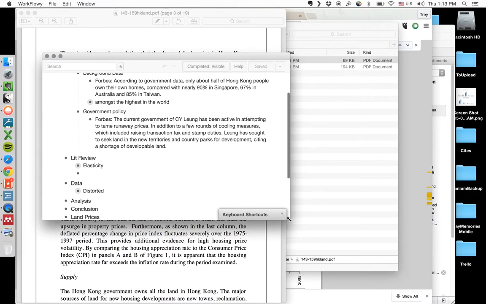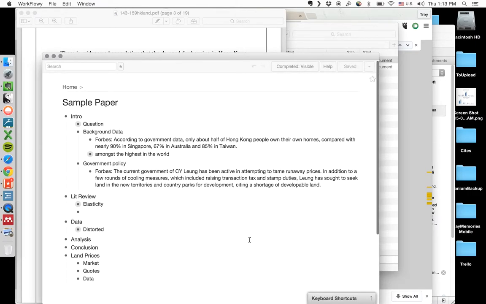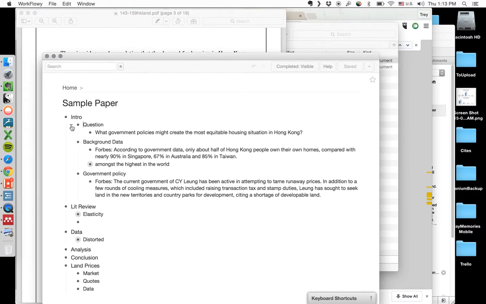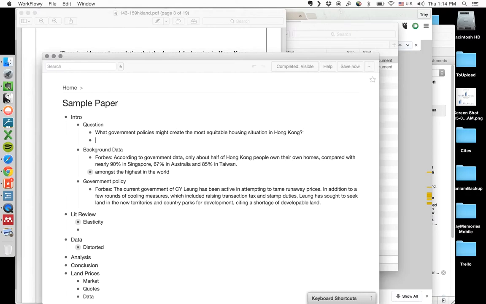Okay, so let's kind of stop for just a minute, look at where we are. Okay, so we have a sample paper. What is our question? What government policies might create the most equitable housing situation in Hong Kong? From here, maybe we could kind of play with this. Let's try scenarios.